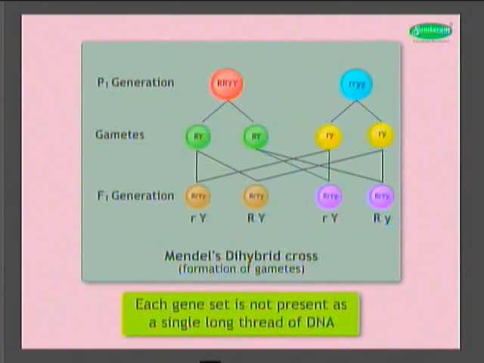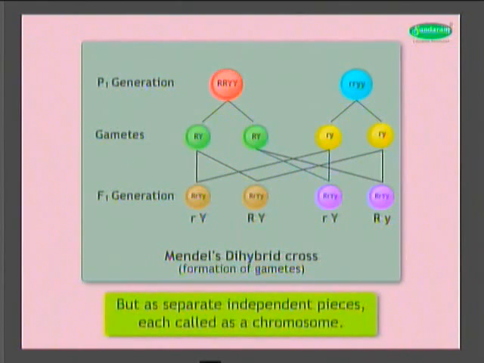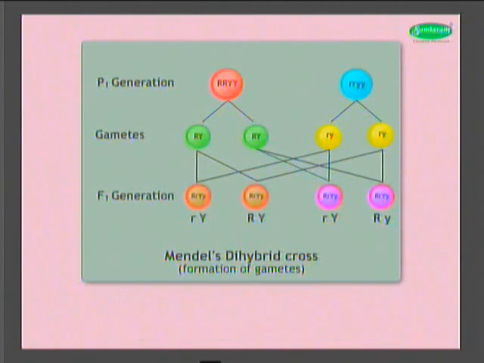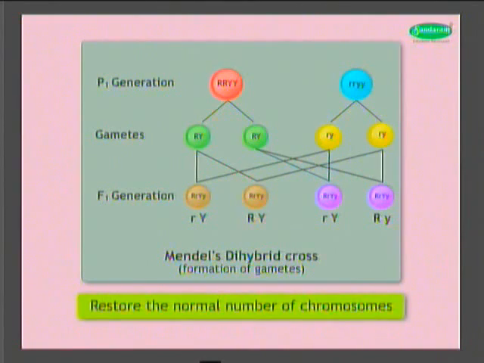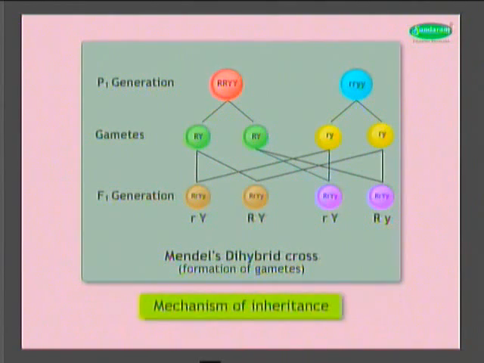a single long thread of DNA, but as separate independent pieces, each called a chromosome, one each from the male and female parents. Each gamete takes one chromosome from each pair, and when two such gametes combine, they restore the normal number of chromosomes in the progeny. This is the mechanism of inheritance, and it also explains the results of Mendel's experiments.